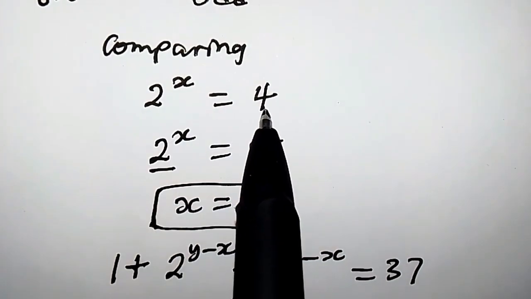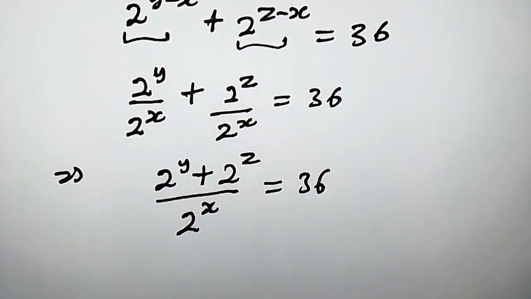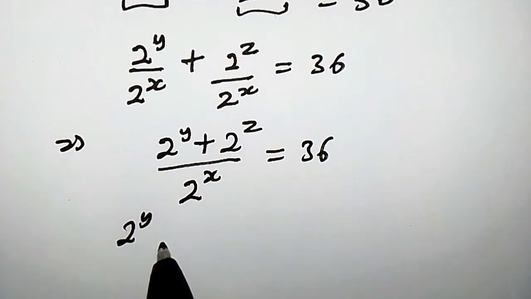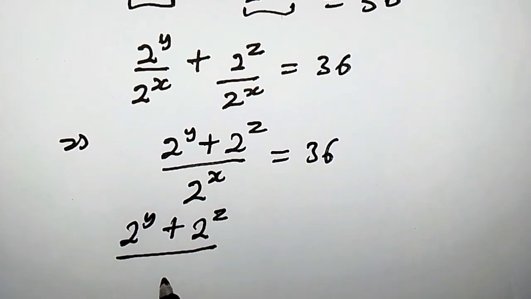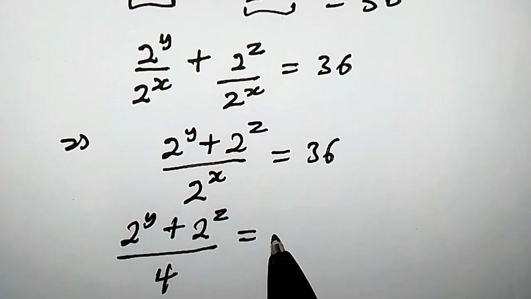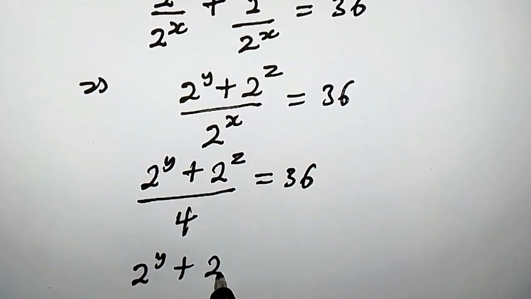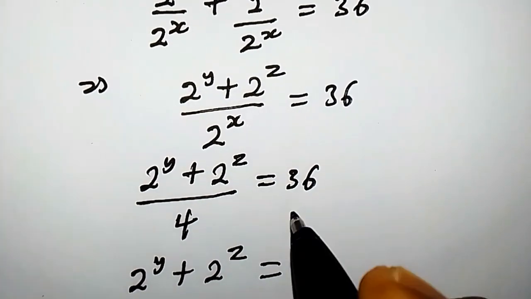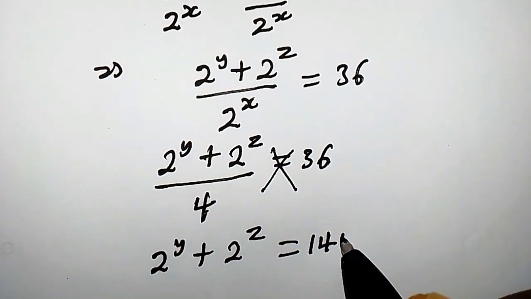2 to the power of x is 4. So let's plug in that. So we have 2 to the power of y plus 2 to the power of z over 2 to the power of x, which is 4, equals 36. So 2 to the power of y plus 2 to the power of z is equal to, when we cross multiply, 4 times 36, which is 144.